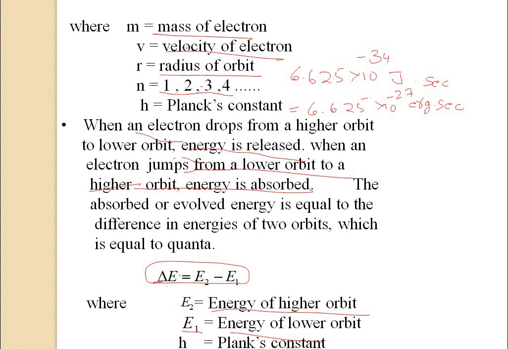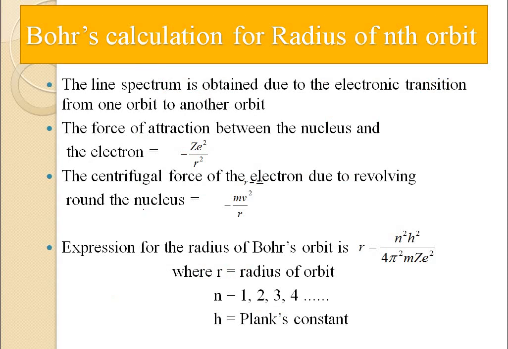One more very important point is that after Bohr, Bohr has given the calculation for the radius of the nth orbit. That is what today we are going to discuss. In Bohr's line spectrum, there are transitions from one orbit to another orbit. So here we are calculating the radius of the nth orbit.